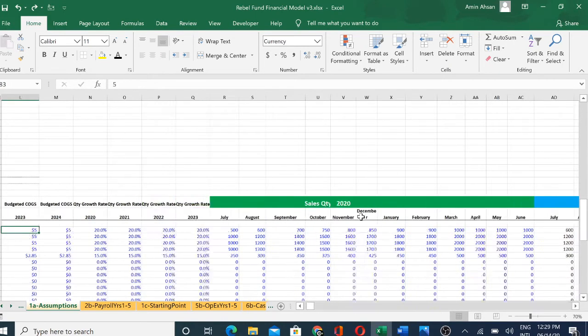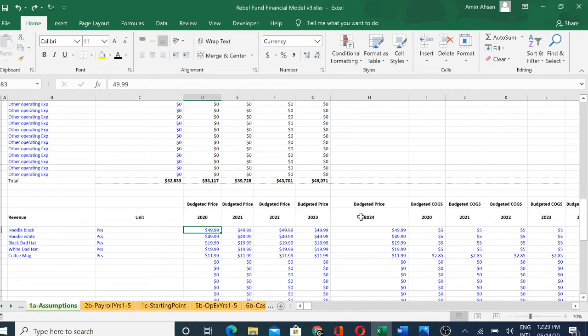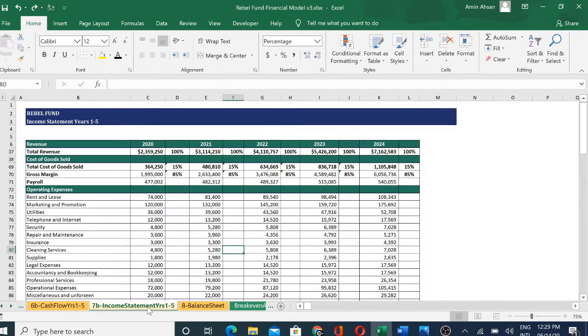So this is the revenue. We have completed the entry in the revenue, and now if we want to check our figures in the revenue, then go to the 7B income statement year 1 to 5, and here you can see the revenue for 2020, revenue for 2021, and the next years.